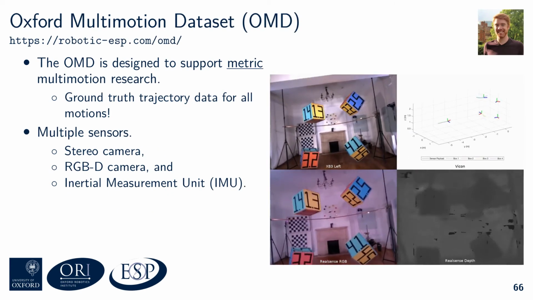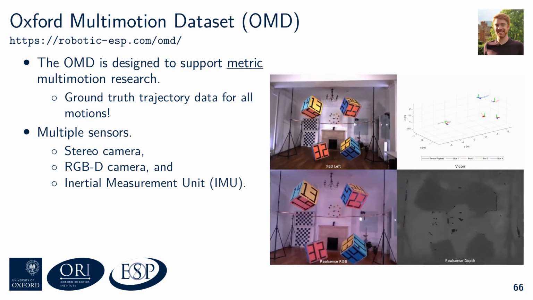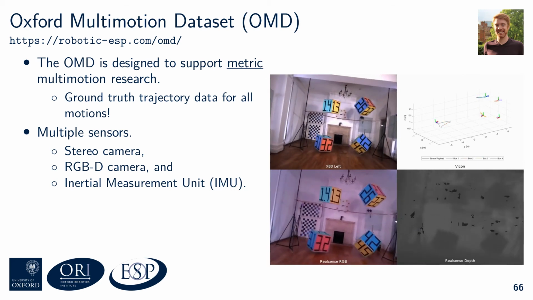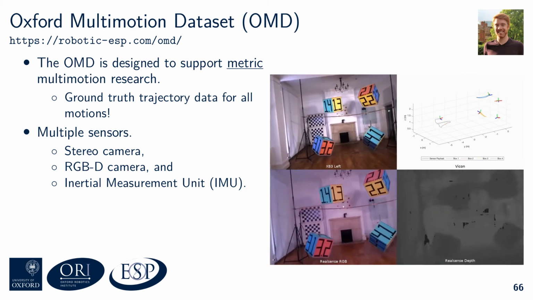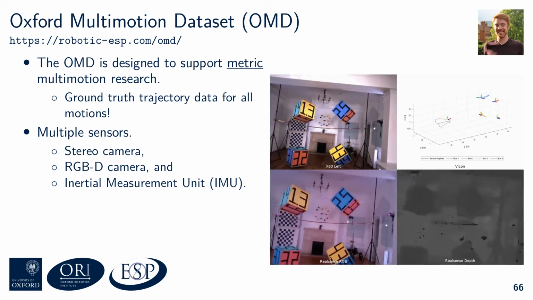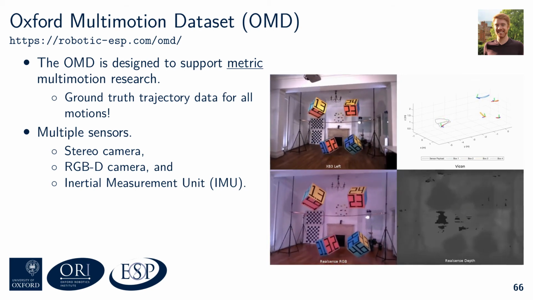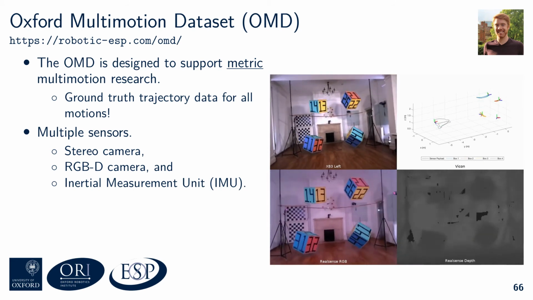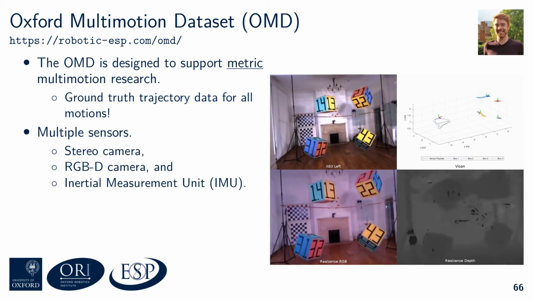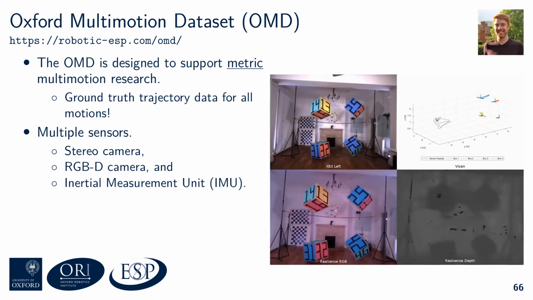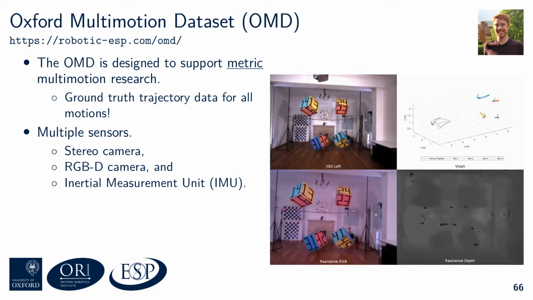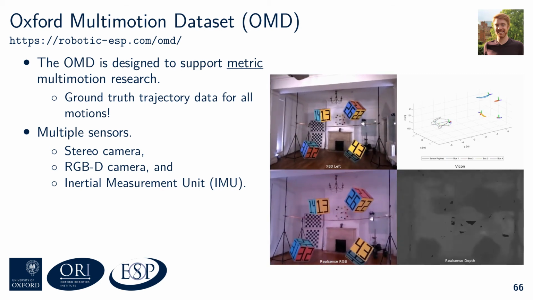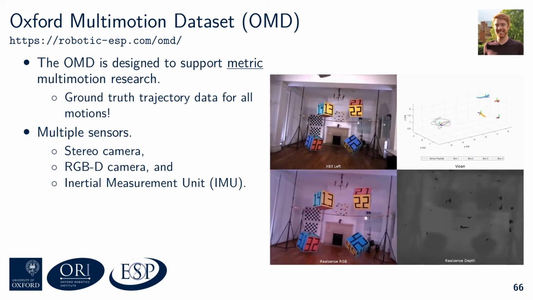We couldn't find a lot of research on the right ways to quantify metric multi-motion approaches when we were working on MVO. So we set out to capture a data set to help support future research in these areas. The Oxford Multimotion Dataset consists of a number of dynamic scenes where there is ground truth trajectory data as captured from a Vicon motion capture system for everything that's moving in this scene. That includes both the dynamic environment as well as the sensor rig. The sensor rig has a stereo camera, an RGBD camera, and an inertial measurement unit.